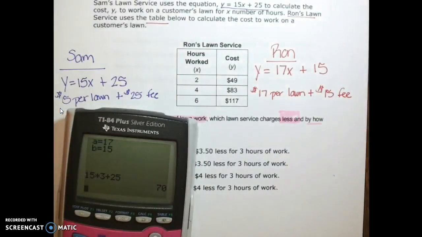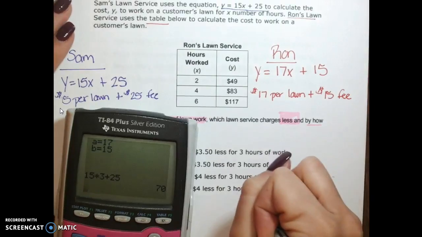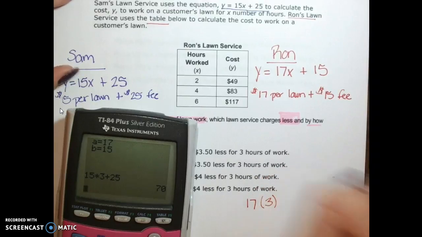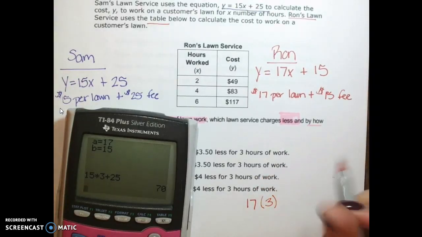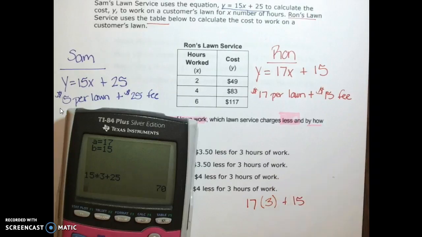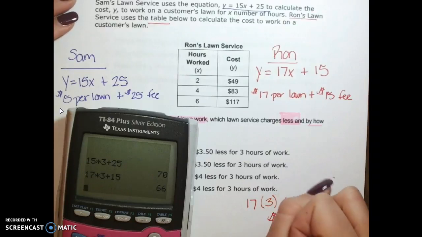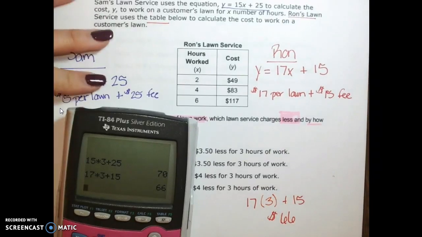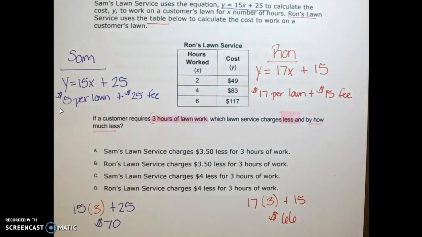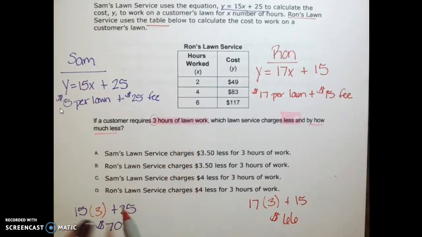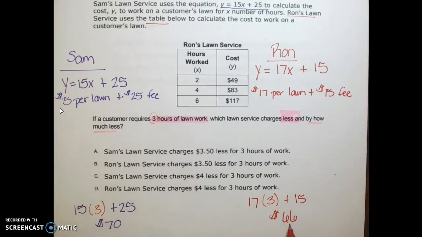Then we have Ron, who charged $17 per hour, times 3 hours, plus 15. So do 17 times 3 plus 15. Ron's total cost is going to be $66. Now let's go back to the question. It says, if a customer requires 3 hours of lawn work, we plug the 3 hours in, we're good, we have that amount.